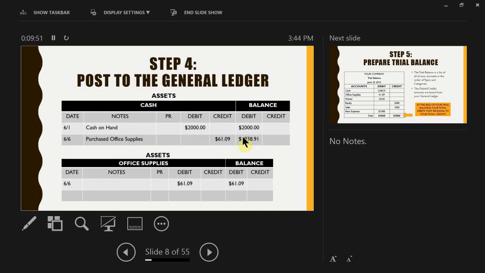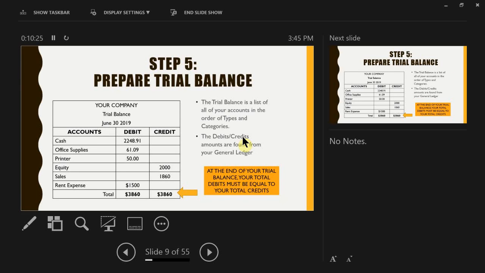And each one, like I said, is going to have a running balance, right? In this case, I debited my office supplies, so that means I should have $61.09 worth of office supplies in my assets. Here, I spent cash, so therefore, I credited my account. So now I only have $1,938 left in my bank account because I made a purchase of office supplies. Okay? So that's posting to the ledger.